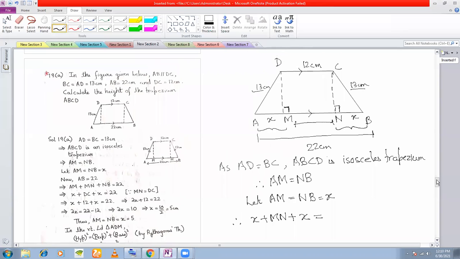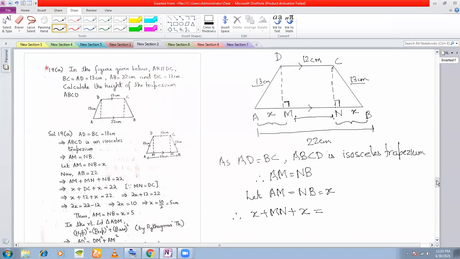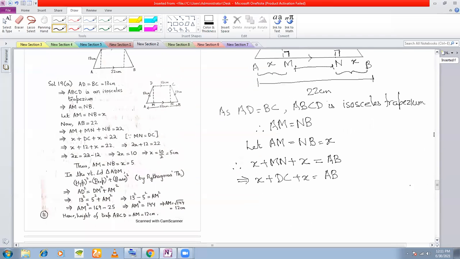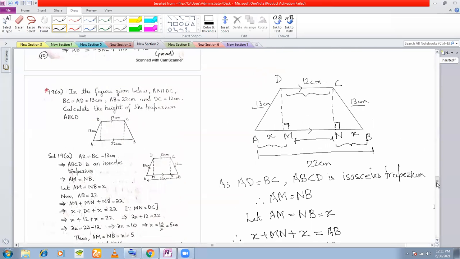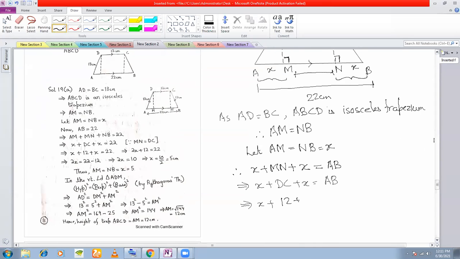Therefore X plus MN plus X will be equal to AB, which is 22. So X plus MN, and MN is the same as DC, plus X is equal to AB. Now put the values, whatever you know. You know how much DC is? DC is 12, plus X, and AB is 22.